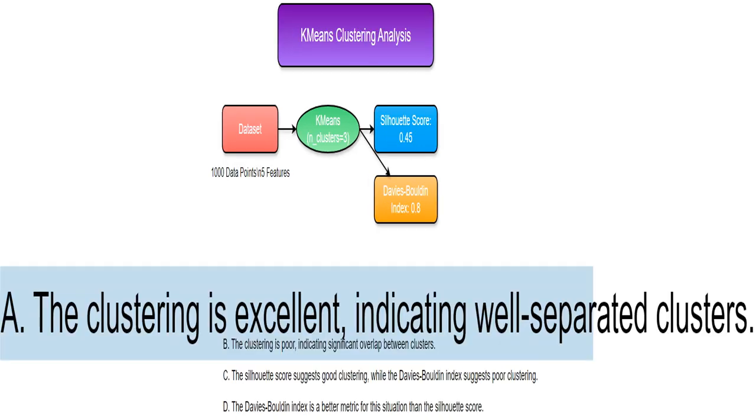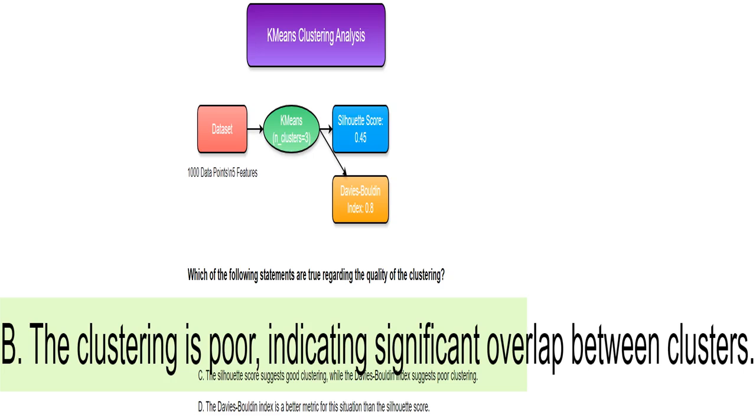This statement is too strong. While a silhouette score of 0.45 suggests reasonably good separation, the Davies-Bouldin index of 0.8 indicates significant overlap, making excellent an inaccurate description. This statement is partially correct. The high Davies-Bouldin index points to considerable overlap. However, the silhouette score isn't completely negative. It suggests some degree of separation. Therefore, the statement is too absolute.